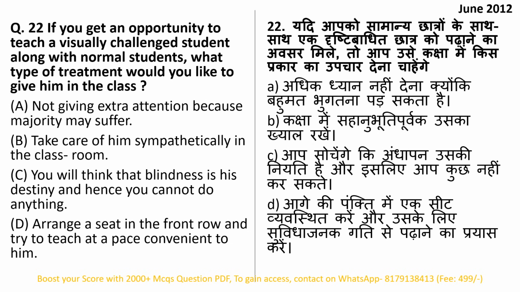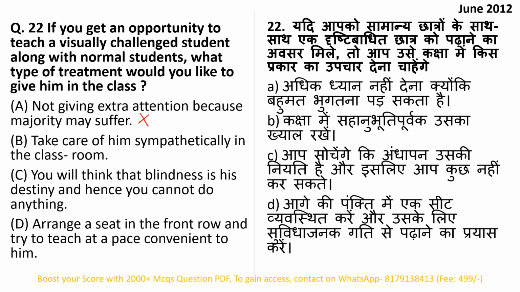If you get an opportunity to teach a visually challenged student along with normal students, what type of treatment would you like to give him in the class? The question is asking, sometimes if in a class there is one student who is not able to see properly, he has some vision problems, how will you deal with that situation? Not giving extra attention, so this is not right. Every student should get equal opportunity.